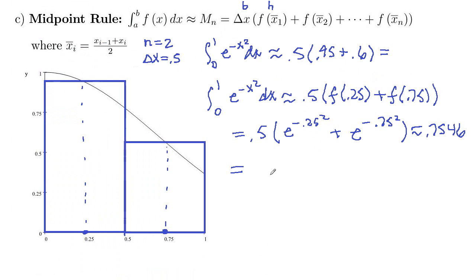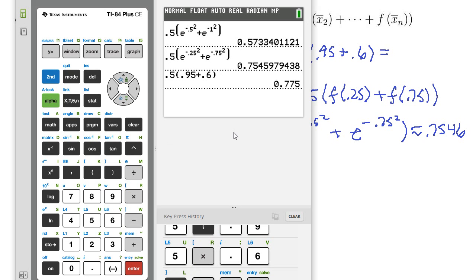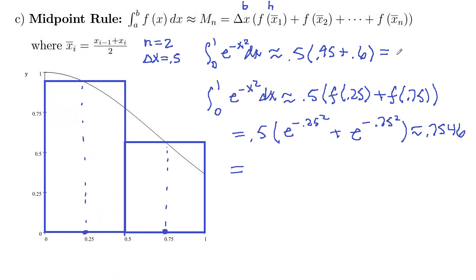And then our estimate up here is going to be a rougher estimate. So let's go ahead and do that one, 0.5. And then it was 0.95 plus 0.6. Close that parenthesis. Oh, there should be a plus, not a times. Plus 0.6. There we go. And about 0.775. So your numerical estimate will almost always be better than your graphical estimate. So that's the midpoint rule.